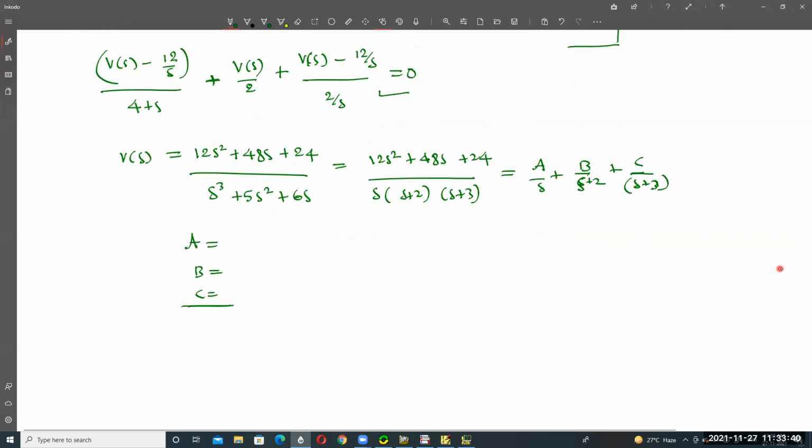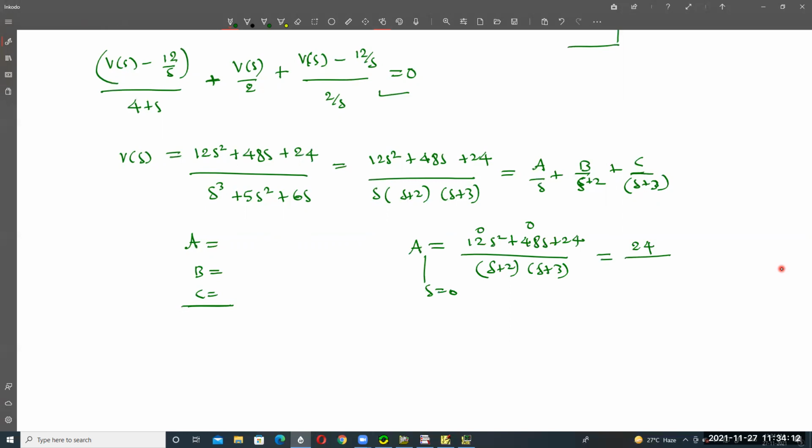For example, if you want to know A, in this expression substitute s is equal to 0. (12s² + 48s + 24) divided by, don't take s, only (s + 2) and (s + 3). Substituting s is equal to 0, the 12s² is 0 and 48s is 0, and only 24 divided by 2 times 3, which is 6. That is nothing but 4. A is equal to 4.